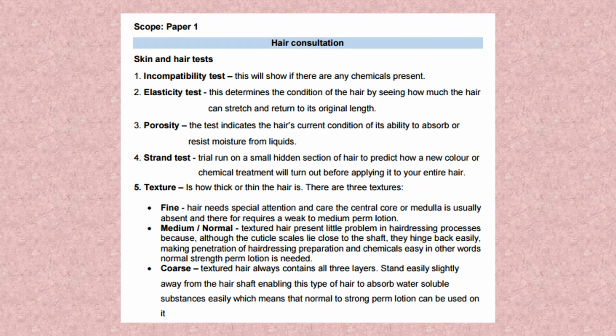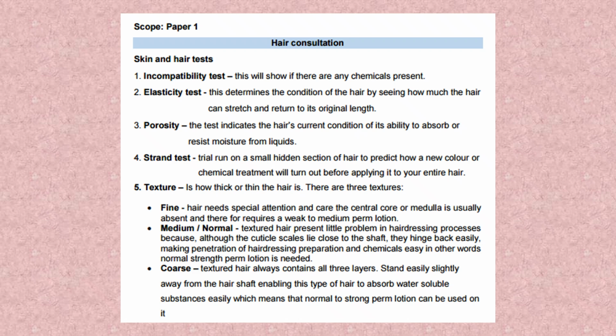Strand test. Trial run on a small hidden section of hair to predict how a new color or chemical treatment will turn out before applying it to your entire hair. And then texture is how thick or thin the hair is. There are 3 types of textures: fine, medium, and coarse. Fine hair needs special attention and care.